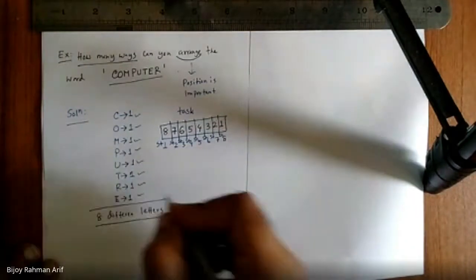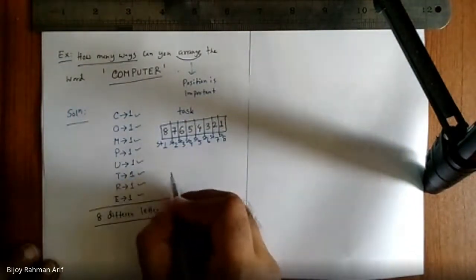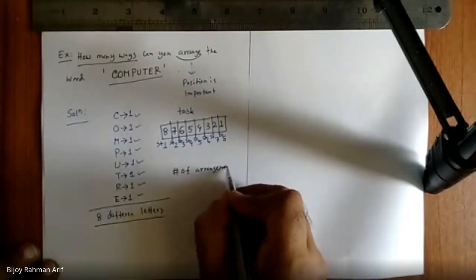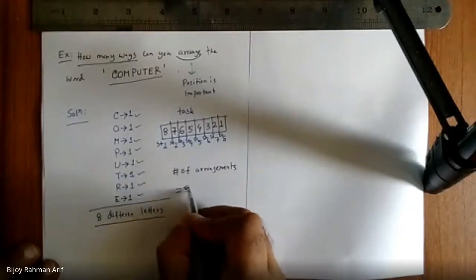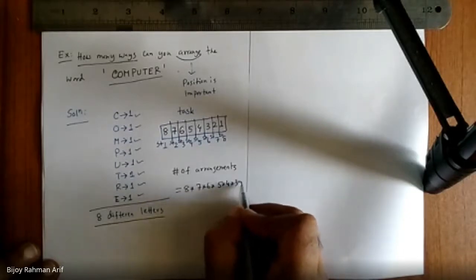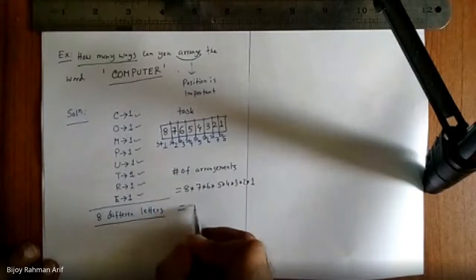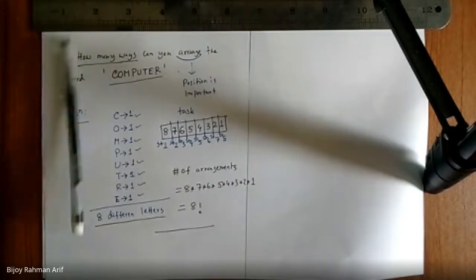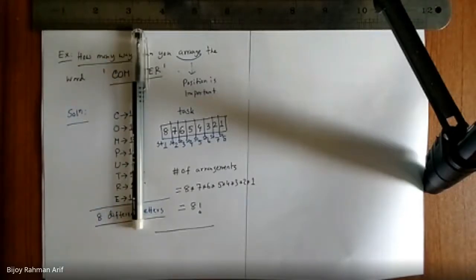Now here a big task is divided into subtasks. So the number of arrangements is nothing but 8 star 7 star 6 star 5 star 4 star 3 star 2 star 1, which is nothing but 8 factorial. Okay, guys, do you have any question? You can ask. All right. Now there is a slightly different kind of problem. Let's go to a different problem.